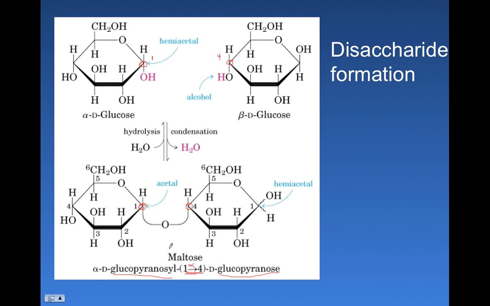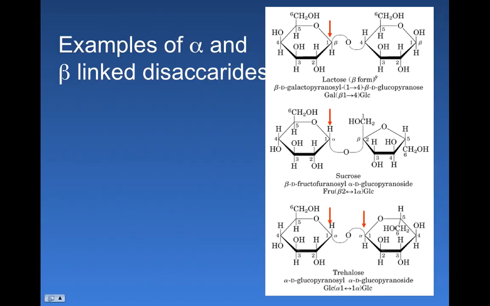Okay, so that's how we make disaccharides, and that's really how we make polysaccharides also. We have to designate which carbons are being coupled together and whether we've got an alpha or beta linkage. And so here are some examples of disaccharides that you've heard of. Lactose is a disaccharide. Sucrose, table sugar, is a disaccharide. Trehalose, you probably haven't heard of before. So let's focus on lactose and sucrose. And let's look at them.